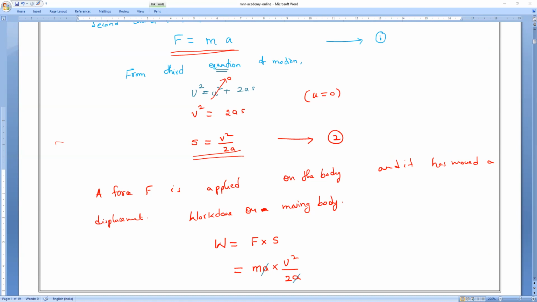Every moving object will possess energy. That is what kinetic energy is. That's all. Whatever the moving object, if it is moving, it definitely possesses energy. That energy possessed during motion is called kinetic energy.